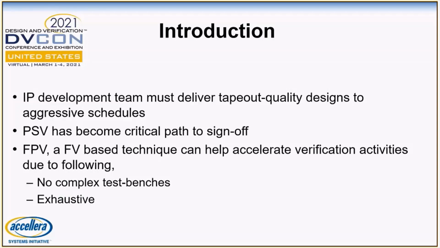Now, as most of you might know, FPV is a well-known formal-based technique to accelerate verification activities. This is mainly because, unlike PSV, it does not require any complex test benches. And in addition, it is exhaustive and can catch corner case bugs faster than the constraint-based random verification.